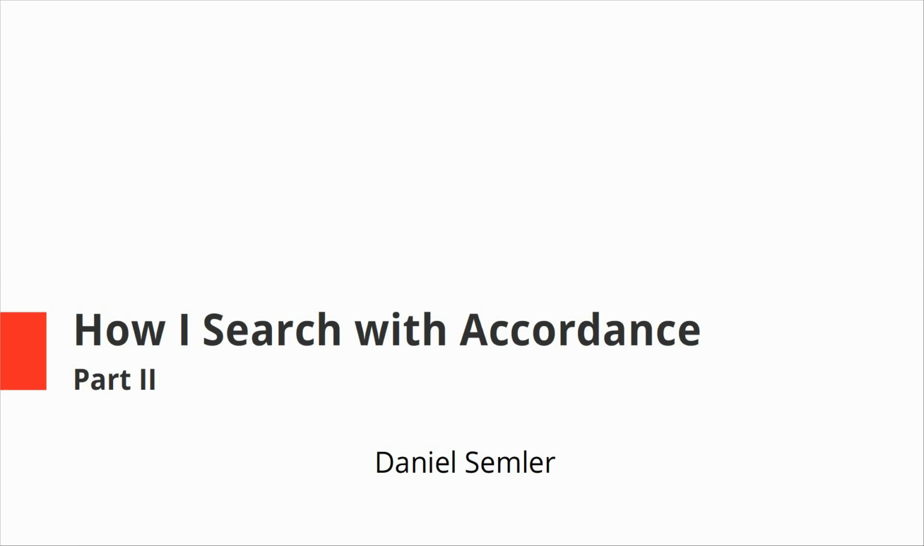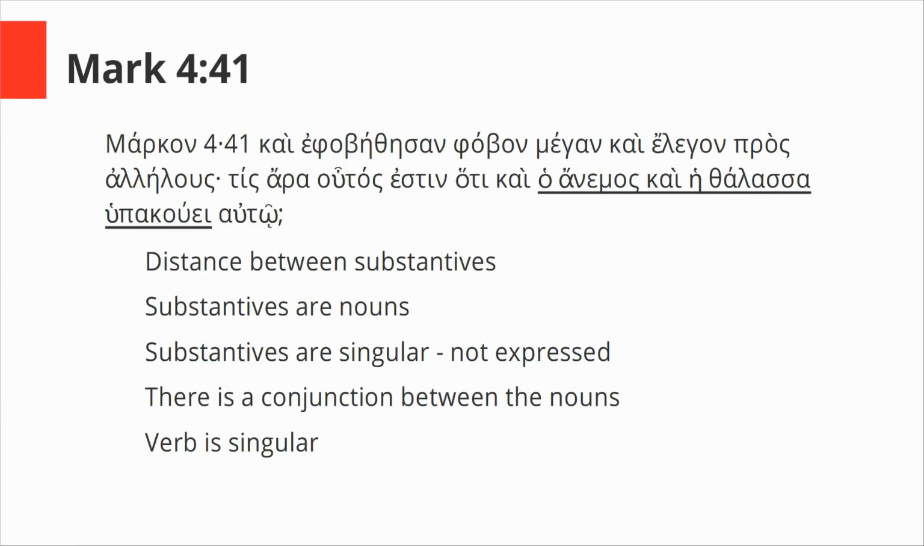So let's refresh our memory of the example we have and the properties that we're going to search for. Alright, so here it is, Mark 4:41, and in particular "ho anemos kai hē thalassa hypakouei", the compound subject with singular verb. And the properties that we'll use are the distance between the substantives, the fact that the substantives are nouns, that there is a conjunction between the nouns, that being kai, and that the verb is singular. And the two properties that we will set aside are the fact that the substantives are singular and that they are articular. Alright, let's have a look at what this looks like in Accordance.